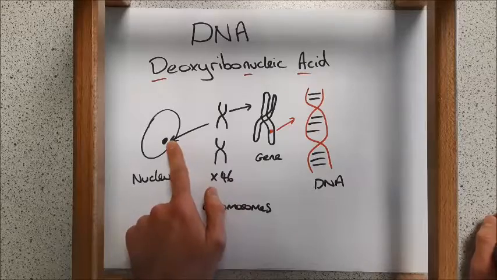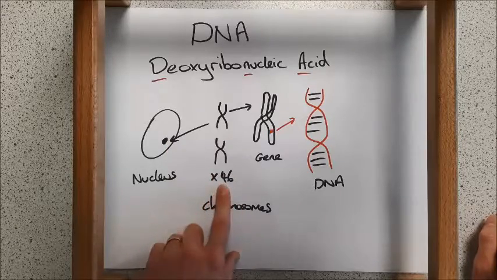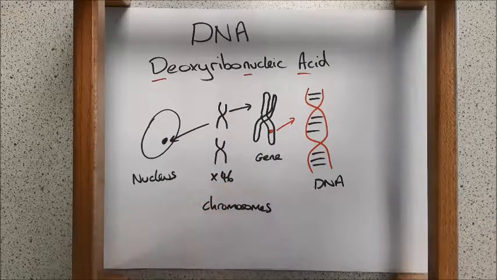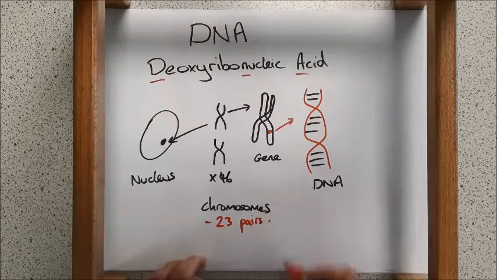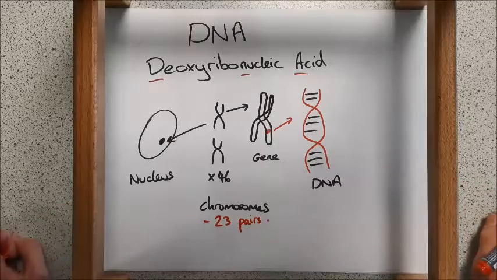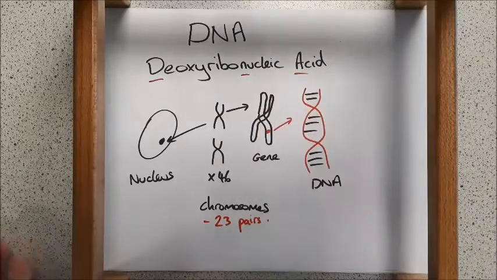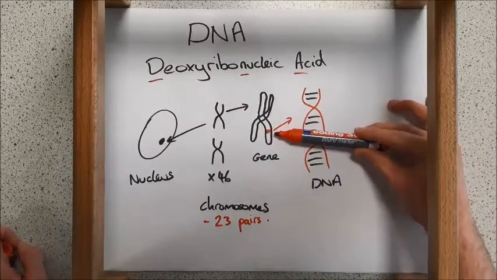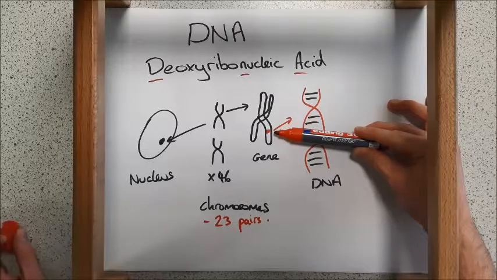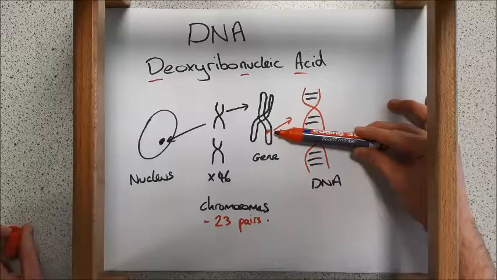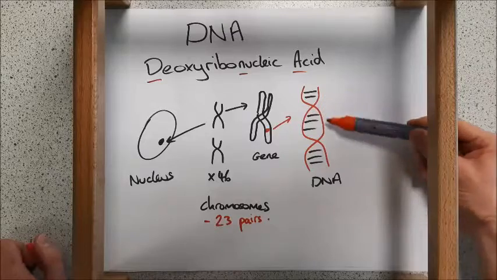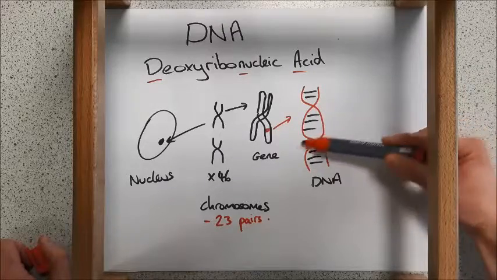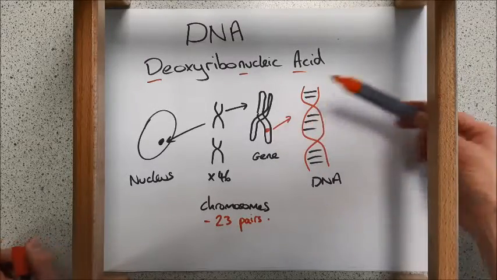And inside that nucleus, you have 46 chromosomes. That is the same as 23 pairs, which sometimes you have to give in exam questions. On one of those chromosomes, a small section of it is a gene. So a small chunk of one of those chromosomes is a gene that might be for hair colour or eye colour or something like that. And that gene and that entire chromosome is made up of coiled DNA. So it's all wrapped up to make one of these chromosomes.